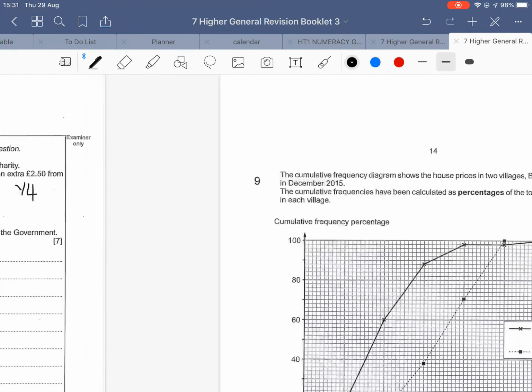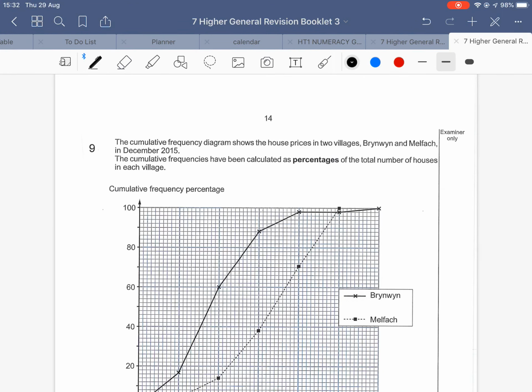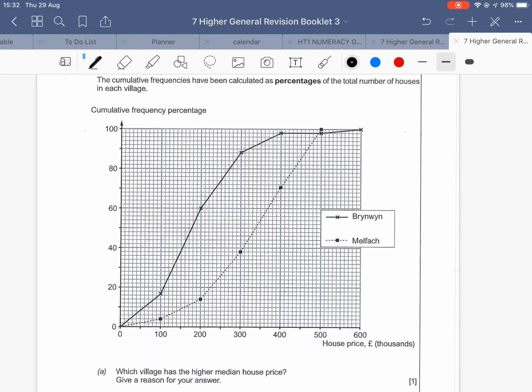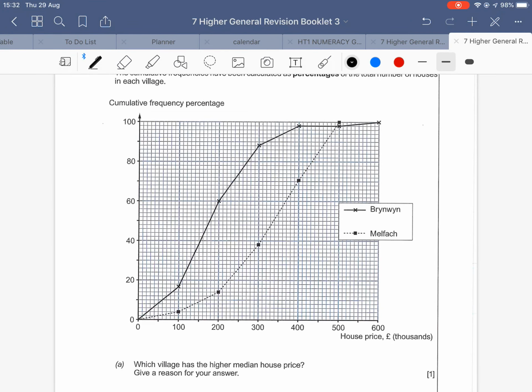Hold on. Okay. A cumulative frequency diagram shows the house prices in two villages, Brynwyn and Melfac. Strange names. Are they real places? In December 2015, cumulative frequencies have been calculated as percentages of the total number of houses in each village. Okay, so the cumulative frequency is probably going to be asked like the median and stuff like that, or the interquartile range. If you ever get questions like explain why it could be different, just remember they're all grouped, so it's all estimating.